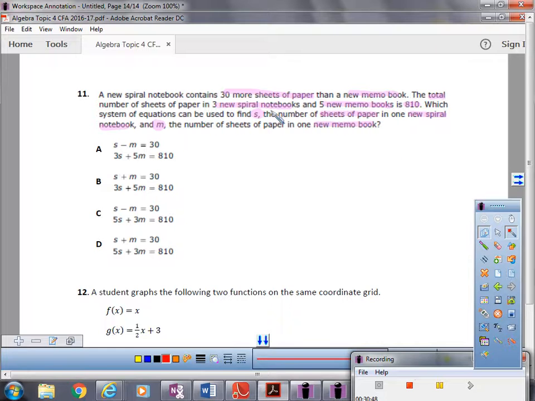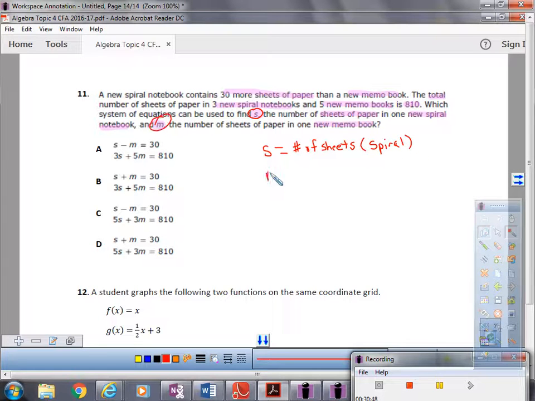So first of all, let's identify these variables. It's very important to know what each one represents. The S in these equations represents the number of sheets of paper in one new spiral notebook. So it's the number of sheets, but in a spiral notebook. I'm just going to put spiral. And then M in the equations, these M's here represent the number of sheets of paper in one new memo book. So the number of sheets, but in a different type. They're called new memo books. So I'm just going to put memo.